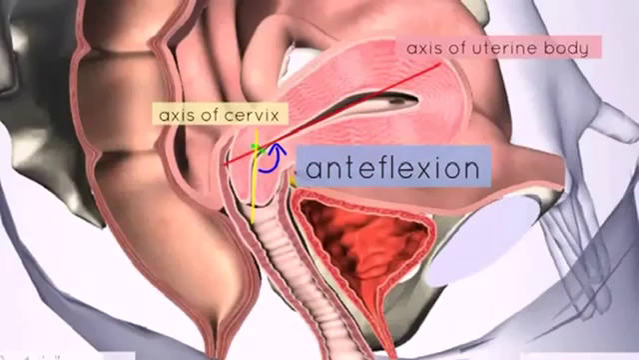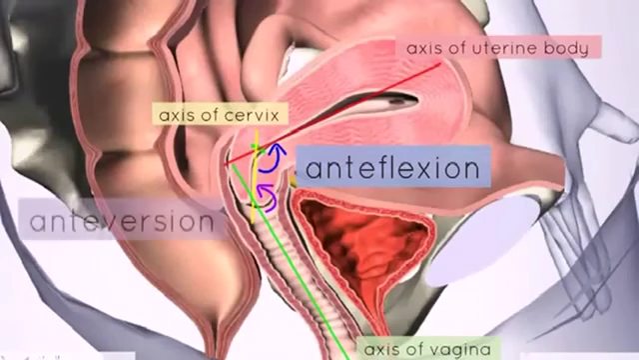And then the degree of angulation you get with the axis of the cervix to the axis of the vagina is called anteversion. So normally this is around about 90 degrees of flexion, so it's not shown as sharply angulated in this model here. So you've got anteflexion, which is the axis of the uterine body to the cervix, and then you've got anteversion, which is the angle formed by the axis of the cervix to the axis of the vagina.